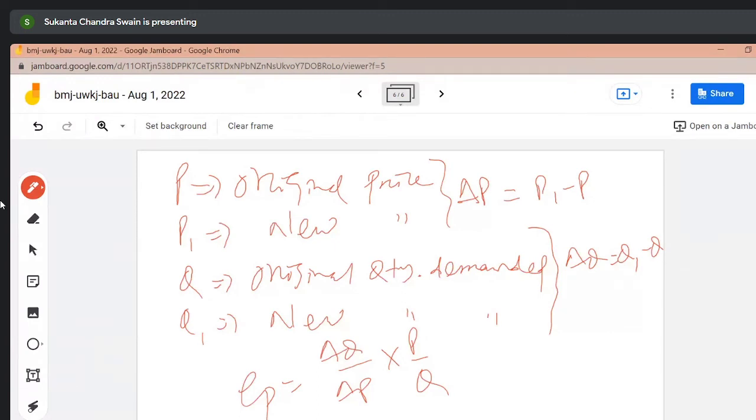This means if one between these two is positive, the other will definitely be negative. So we conclude that out of four terms, one term is negative. It may be del P or del Q. Therefore, price elasticity of demand will always be negative, but while interpreting the result, we take the mod value, which means the absolute value.